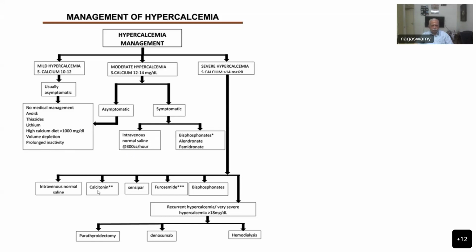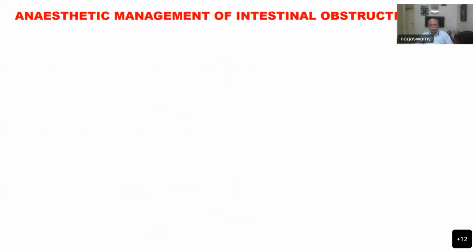Calcitonin also is available, and Sensipar, furosemide, bisphosphonates, plus for recurrent hypercalcemia, very severe hypercalcemia, 18 milligram per deciliter, parathyroidectomy. In severe resistant cases, you have to remove the parathyroid gland itself by surgical measures. And antibodies are there, denosumab, or hemodialysis also may be required. So this is how we can classify the management instead of simply saying the normal alone.